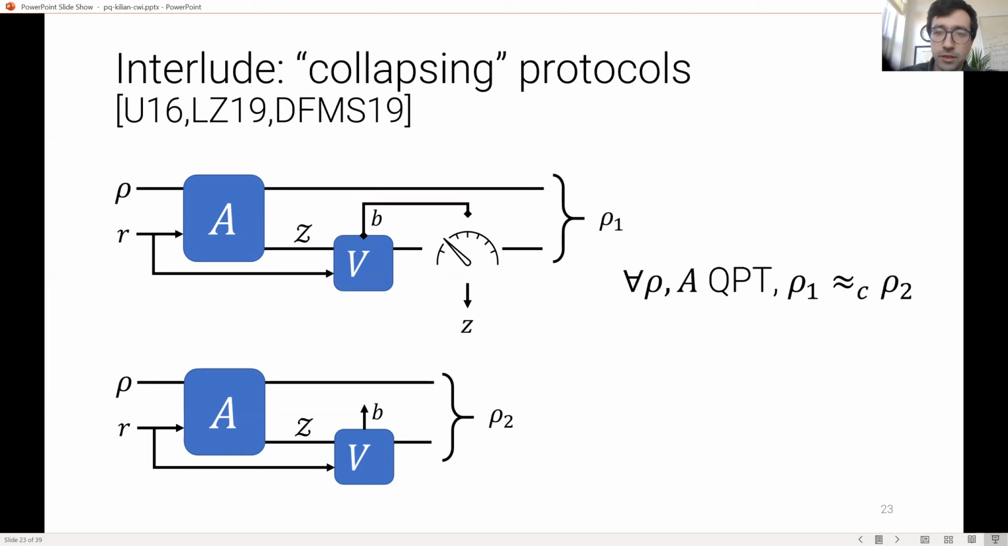And what collapsing says is that, it's a property of this verify algorithm V. It says that for all efficiently generated states rho and efficient adversaries A, which are QPT, the states rho 1 and rho 2 are computationally indistinguishable from each other. So for every QPT algorithm, no QPT distinguisher can tell the difference between the state rho 1 and the state rho 2.